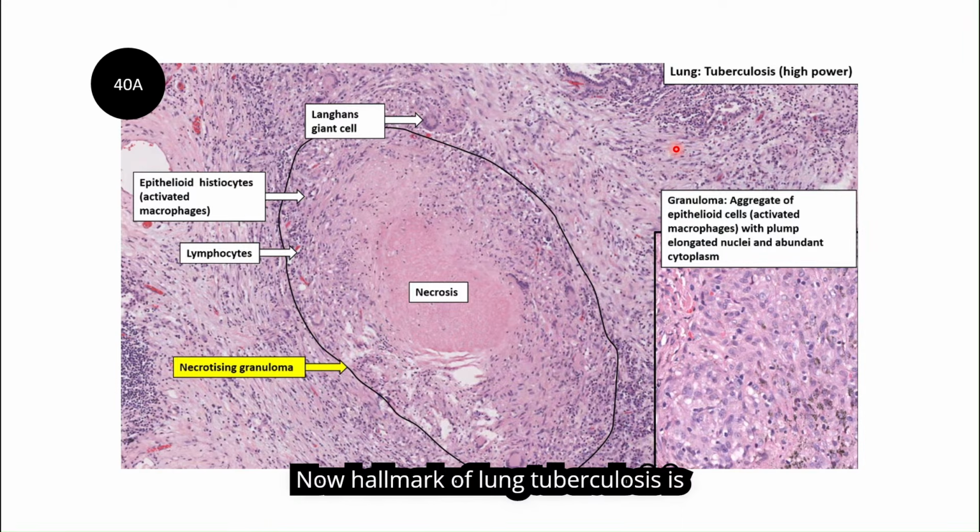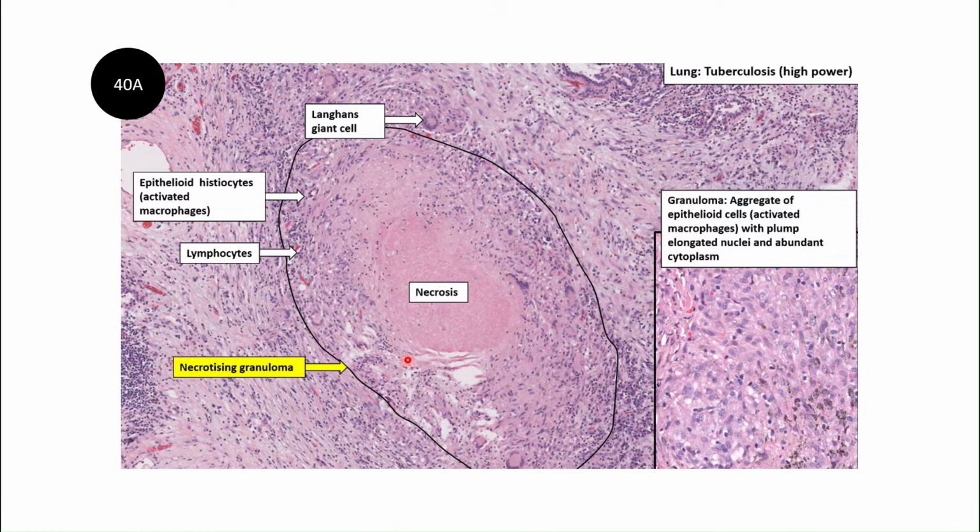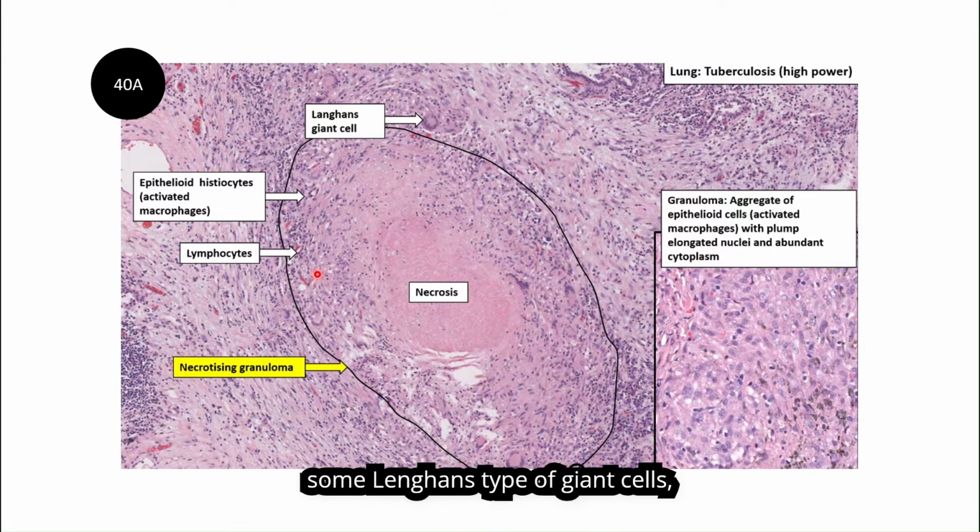Now, hallmark of lung tuberculosis is granuloma. As you know, granuloma, whenever there is presence of necrosis, some Langerhans type of giant cells surrounding rim of lymphocytes, fibroblasts and epithelioid cells. This is a high power view. You can appreciate some plum shaped or slipper shaped epithelioid cells in the diagnosis of tuberculous granuloma. So in any organ, if you find this type of granuloma, then this is the tuberculous inflammation.